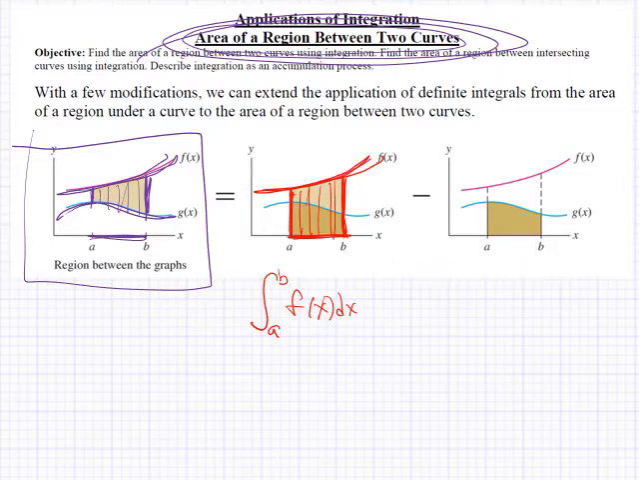We also know how to find the area between g of x and the x-axis. Again, that's this area here. Here's g of x. Here's the area we're talking about, the smaller area. And that would be calculated using the integral from a to b of g of x dx.